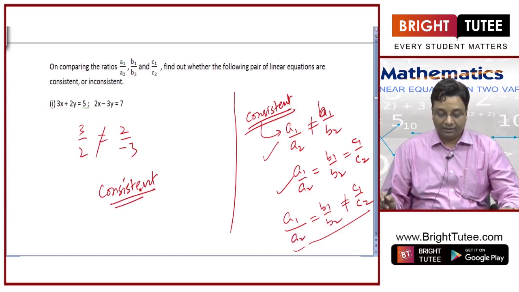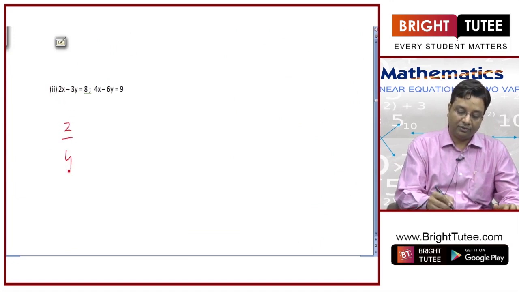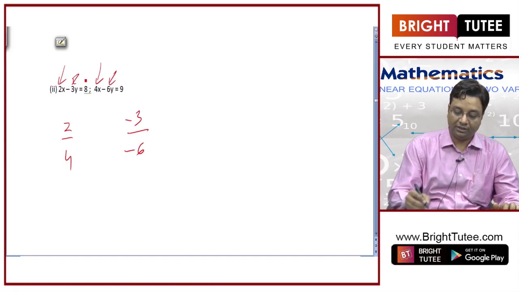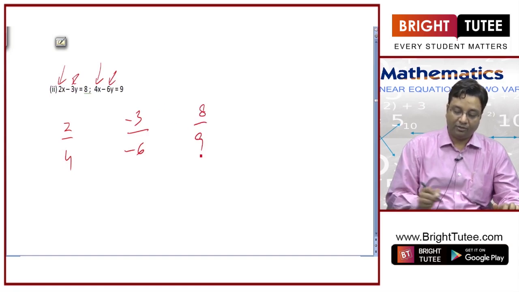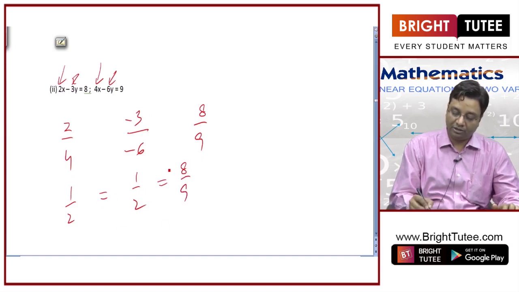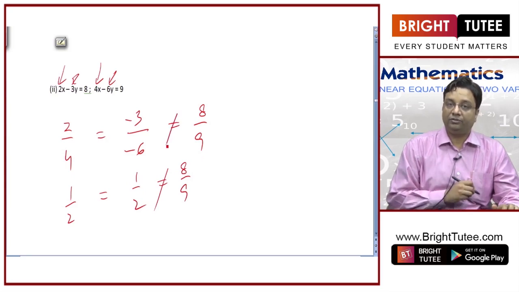right. The second question is 2 by 4. I am writing these coefficients, minus 3, minus 6, this coefficient, and 8 by 9. Now let us see whether these are equal or not. So 2 by 4 is nothing but 1 by 2, minus 3 by minus 6 is again 1 by 2, but it is not equal to 8 by 9. So these are equal, but not equal to this.